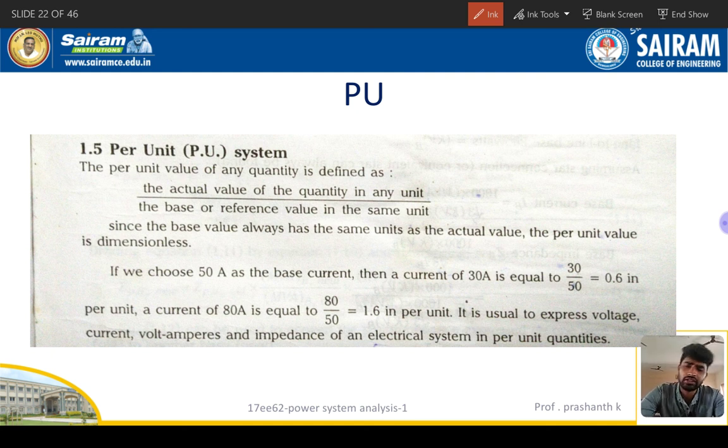So it is usual to express the voltage, current, volt ampere and impedance in per unit. This has more advantages, because manufacturers do not mention the exact differences in the different equipments. They will mention only the per unit values, for example the per unit ratings for a 2 kilowatt or 1.5 HP motor, kVA ratings. So this is a per unit value.